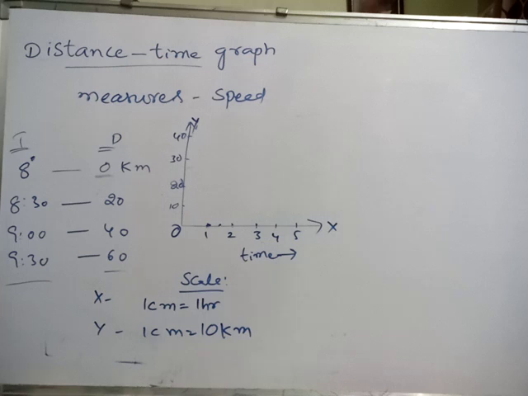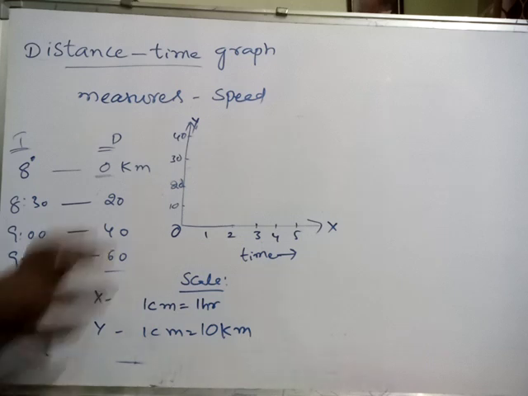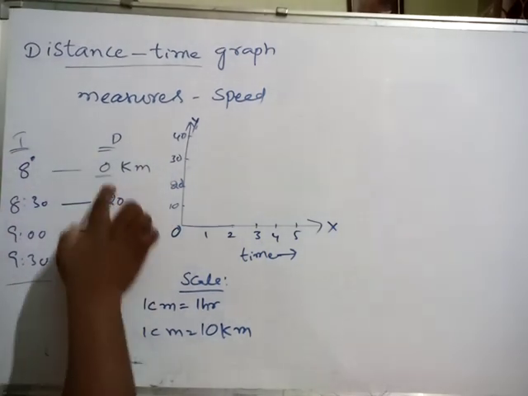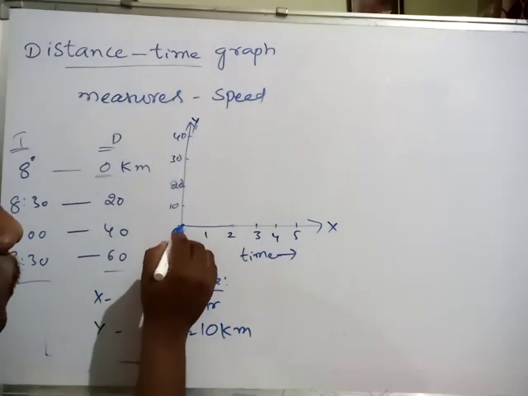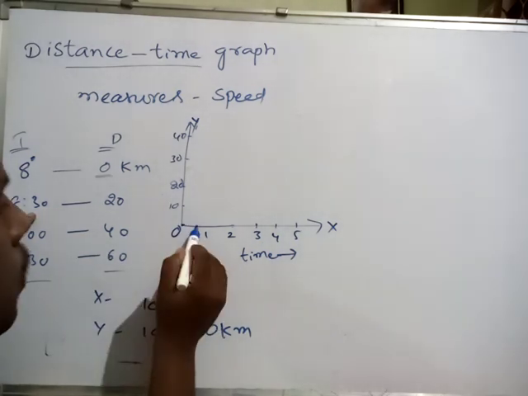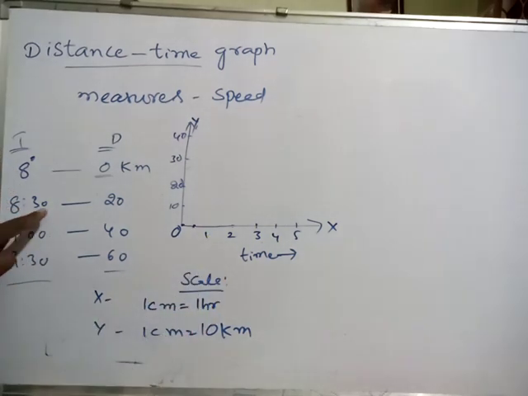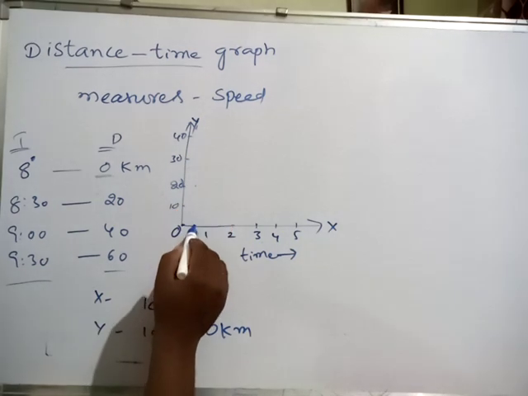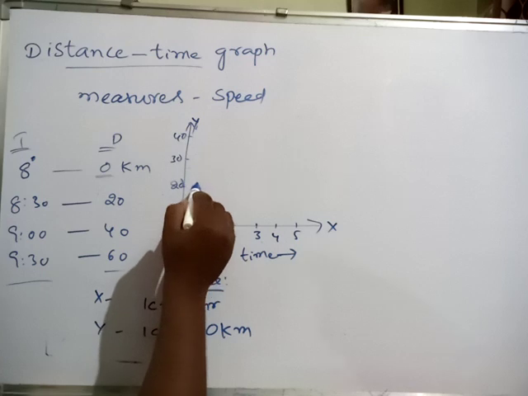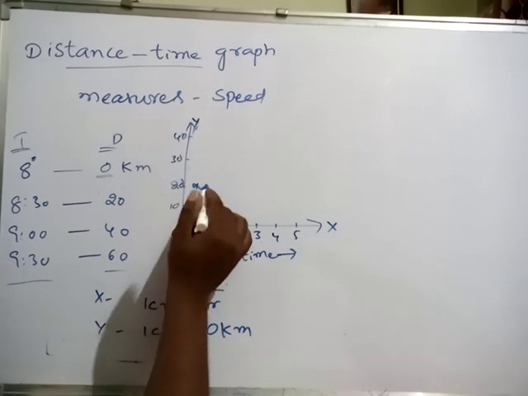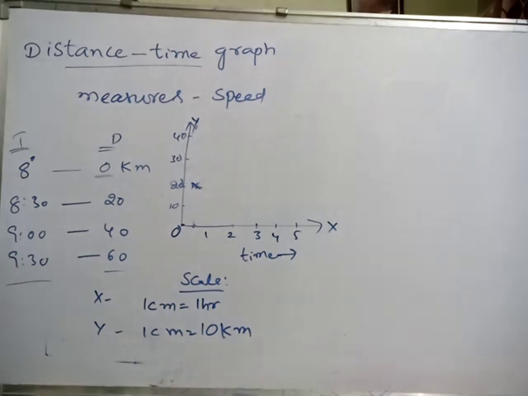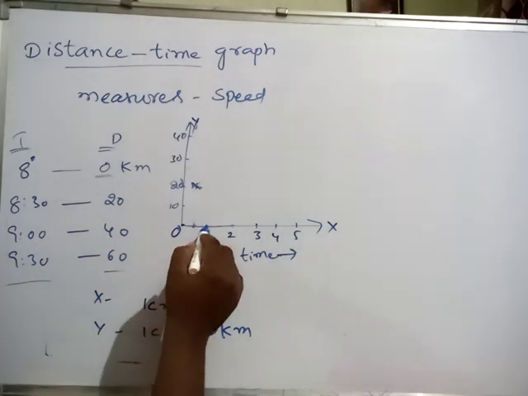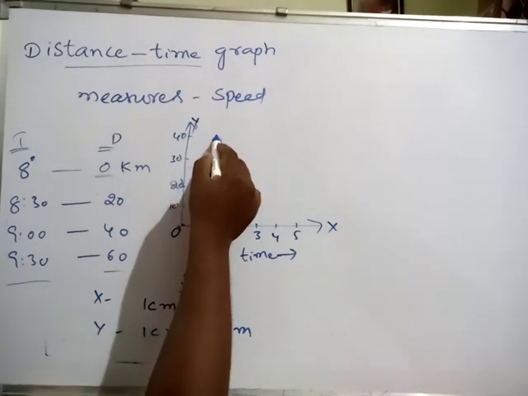Now see, at the starting time there is no distance. Half an hour, 20 kilometers, so we have to draw a line like this. Then from 8:30 to 9, one more half an hour, means 1 hour total, 40 kilometers. 1 hour and it is 40.